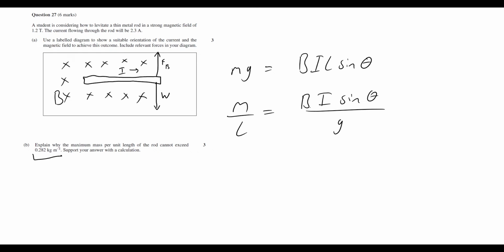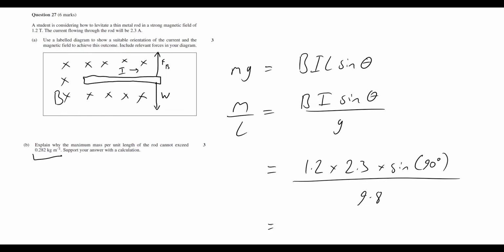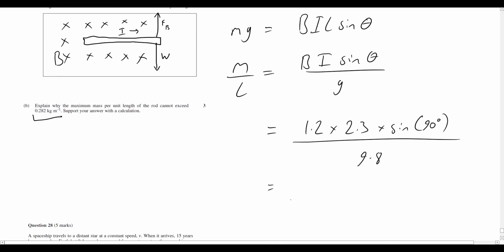And now we actually know what B, I, and g are. And for sine theta, we'll just say that it's 90 degrees, clearly. So substituting in those values, let's see what we get. Our magnetic field is 1.2 Teslas, our current is 2.3, and then times sine of 90. I'll write that in, although we know that's just going to be 1. And then divided by 9.8. And when we put that into our calculator, we see that that is the 0.282 kilograms per meter. And that's exactly what we see, and that is our answer to part B.